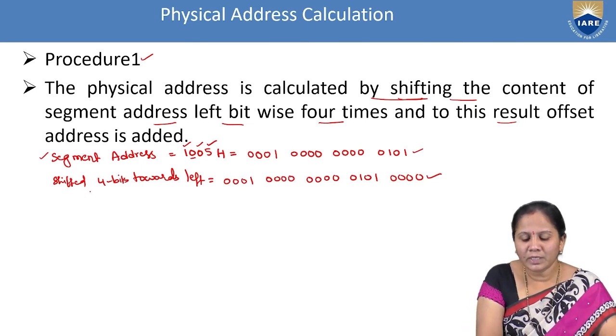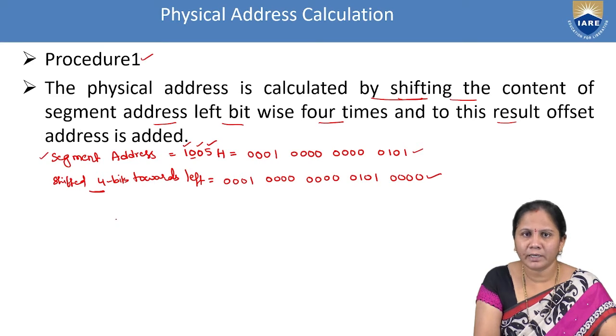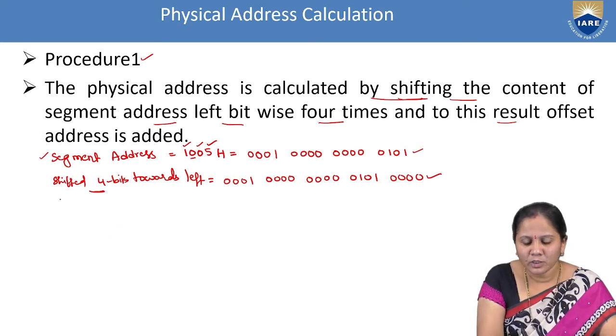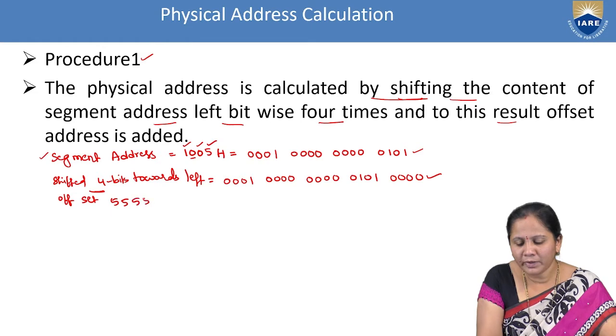Now, to this shifted segment data, we have to add the offset address. For example, consider the offset address to be 5555H.